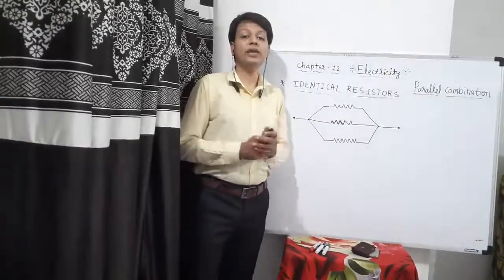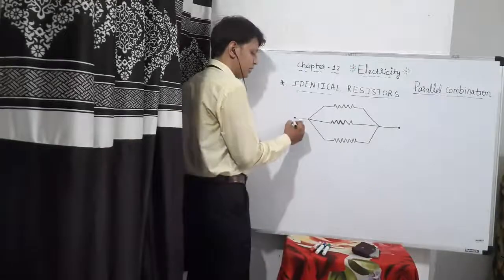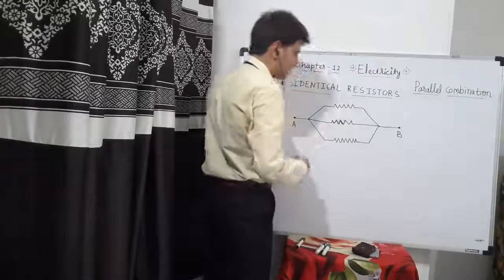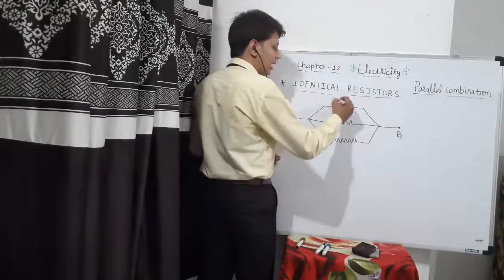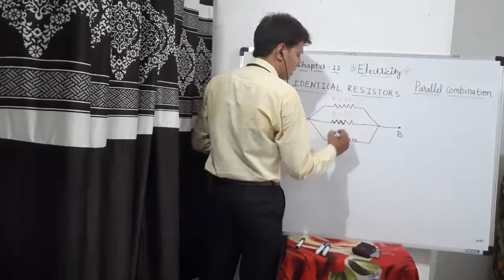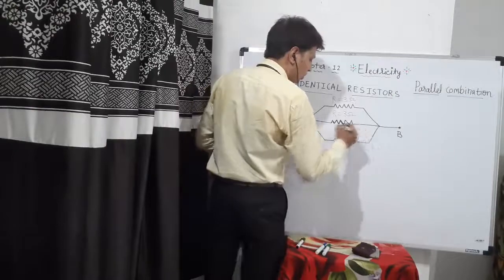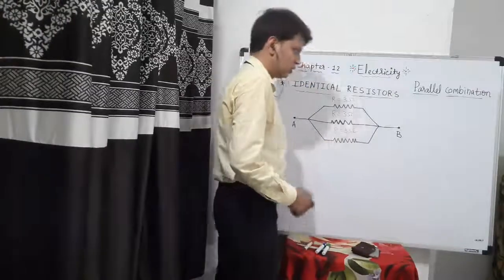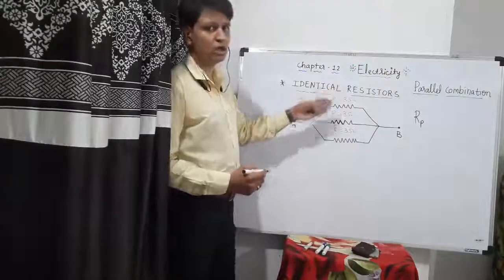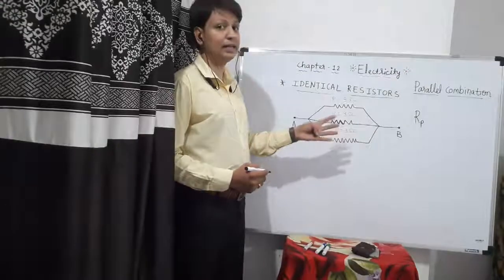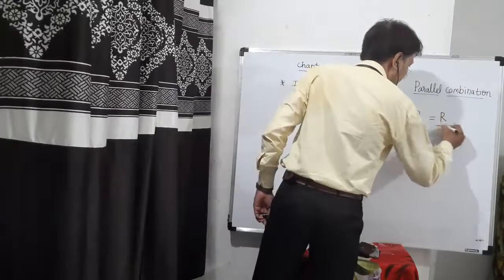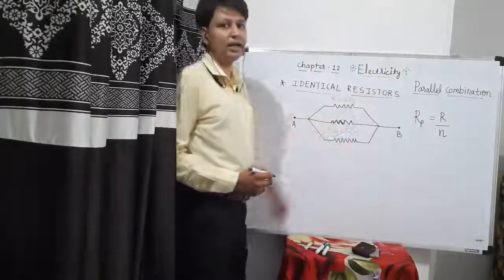Let us say it is the case of identical resistors connected between A and B, and the value of each and every resistor is the same. R is equal to 3 ohm, R is equal to 3 ohm, and R is equal to 3 ohm. Then the easiest way to calculate Rp, that is the equivalent resistance of identical resistors connected in parallel connection, is equal to R by N. This is the equation for identical resistors.